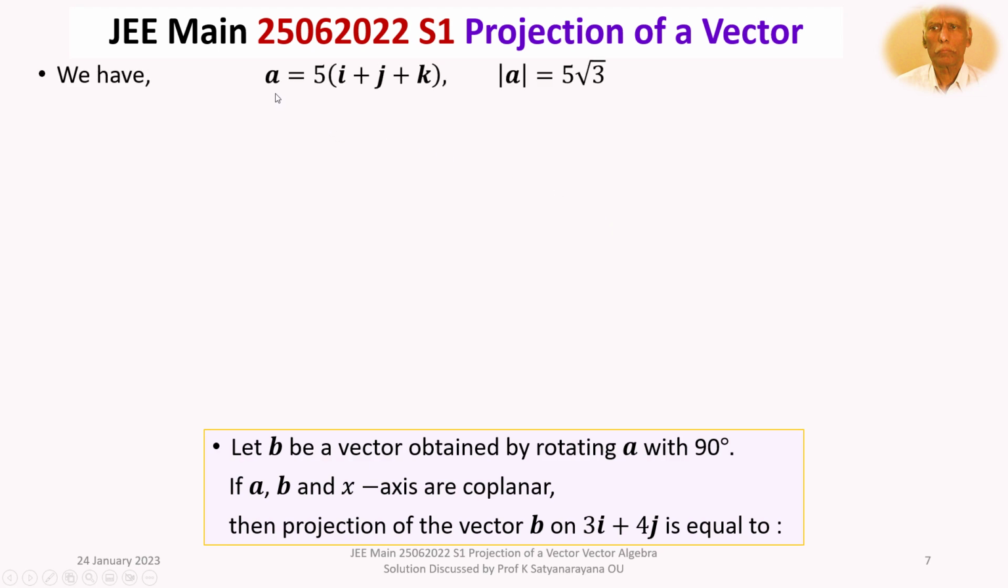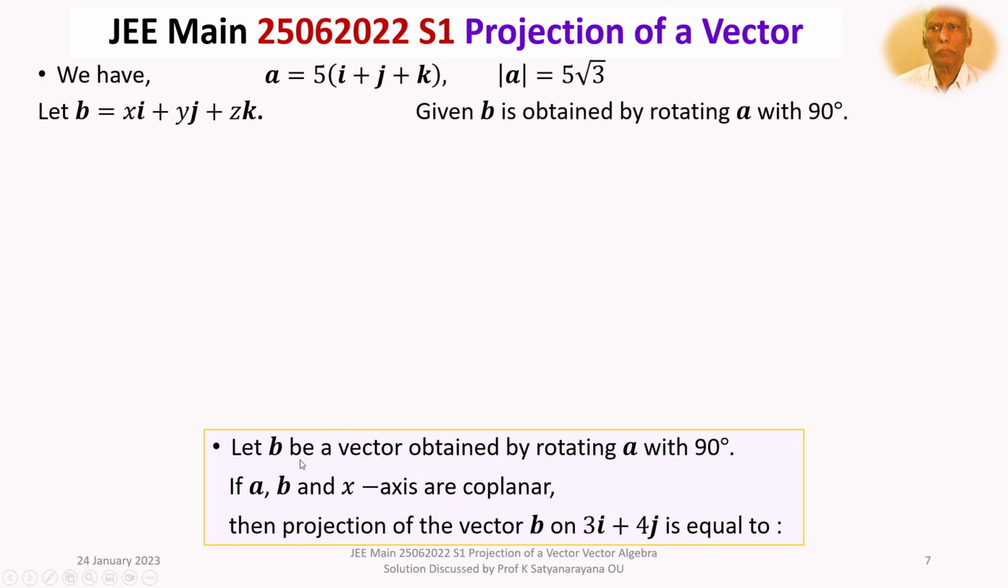We have the vector A = 5i + j + k, and the modulus of the vector A is equal to 5 root 3. Now, let B be a vector obtained by rotating A by 90 degrees. That means let B be the vector xi + yj + zk, and it is given that the vector B is obtained by rotating the vector A by 90 degrees.